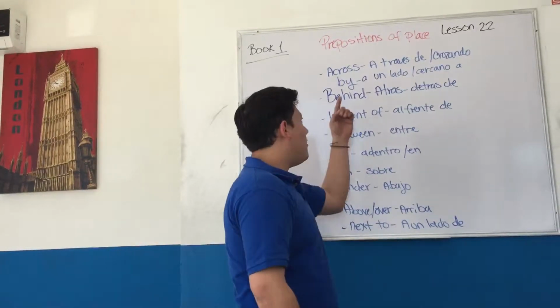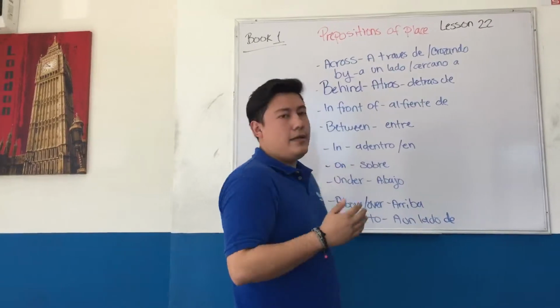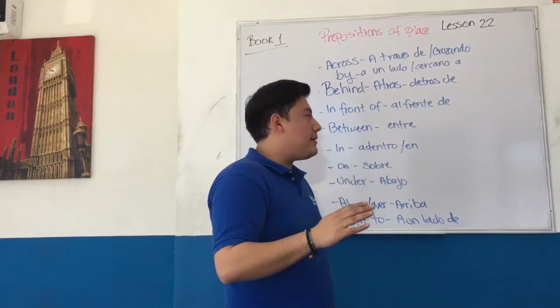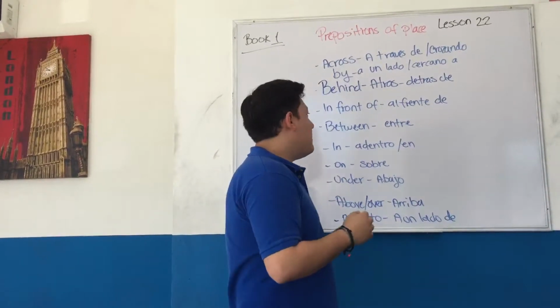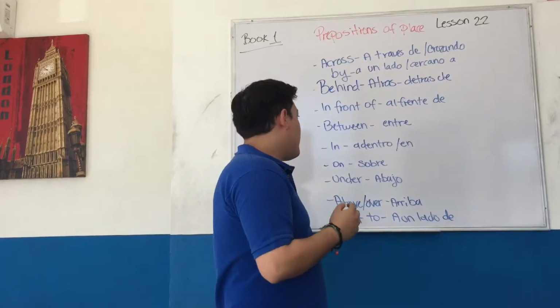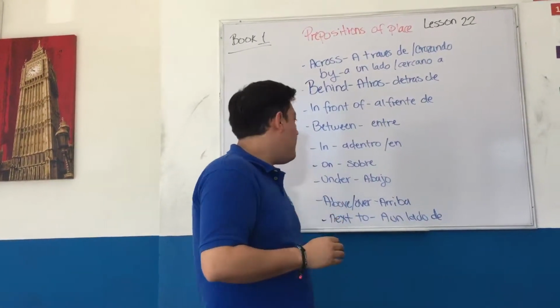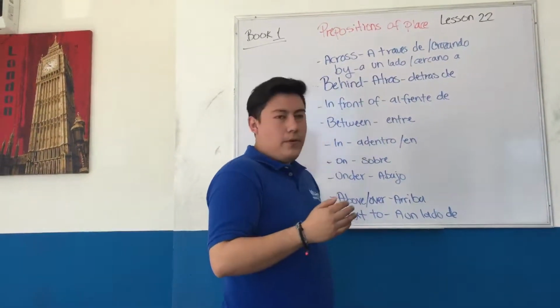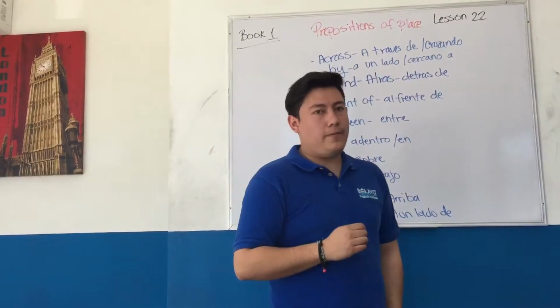For example, across means a través de, cruzar. By, a un lado, cercano a. Behind, detrás o atrás de. In front of, al frente de o enfrente. Between, entre. In, adentro o en. On, sobre. Under, debajo de o abajo. Above, over, arriba o arriba de. Next to, a un lado de.